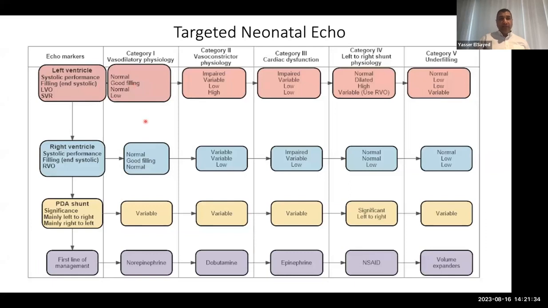So based on the assessment of the left ventricle, if you have good performance of the heart, good filling, but poor vascular tone, then it is vasodilatory physiology. You need to consider a vasopressor. If it is vasoconstrictor physiology with impaired myocardial performance and high systemic vascular resistance, then you need to use an inotrope with vasodilator action. If you have cardiac dysfunction with poor vascular tone, both, then you need to use a medication working on both, like epinephrine and so on.